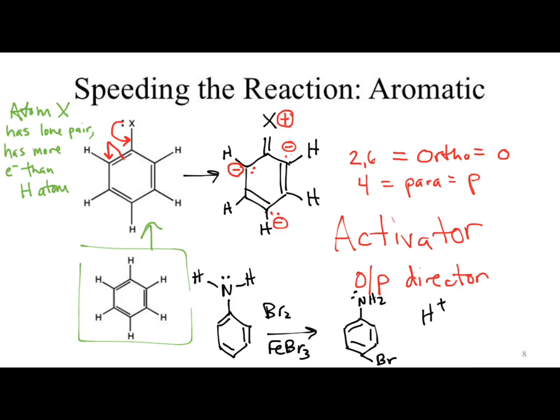So the ring is the director? The ring is not the director, it's the atom. Atom X. Atom X in this case is nitrogen. It's the atom immediately attached to the ring. Does this nitrogen have more electrons than a hydrogen atom? Yes. How do you know that? It has a lone pair. So that's the director, then which one's the activator? This is an ortho-para director and an activating substituent.